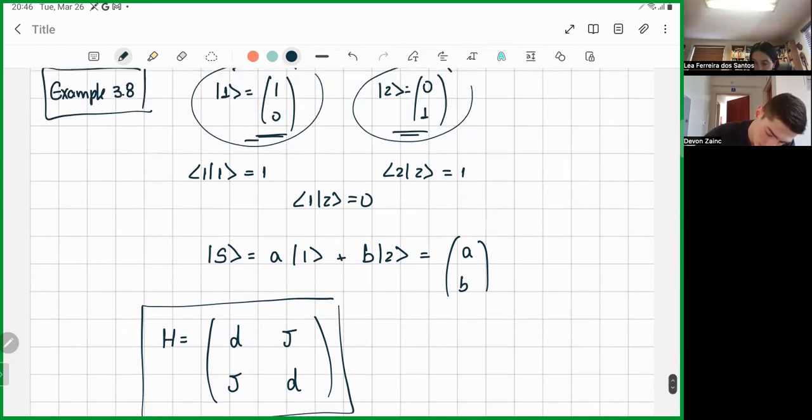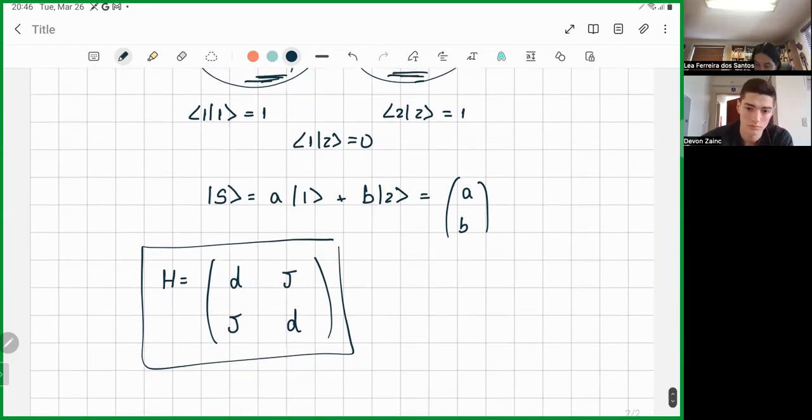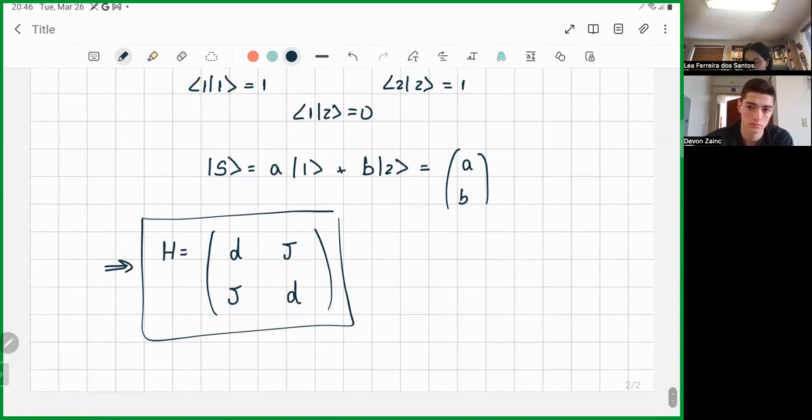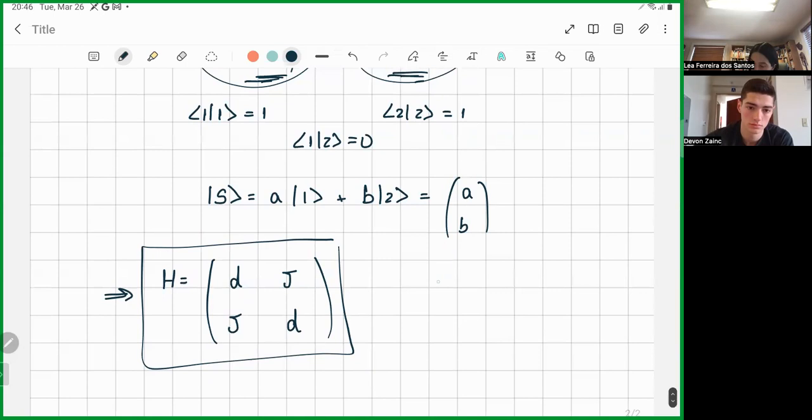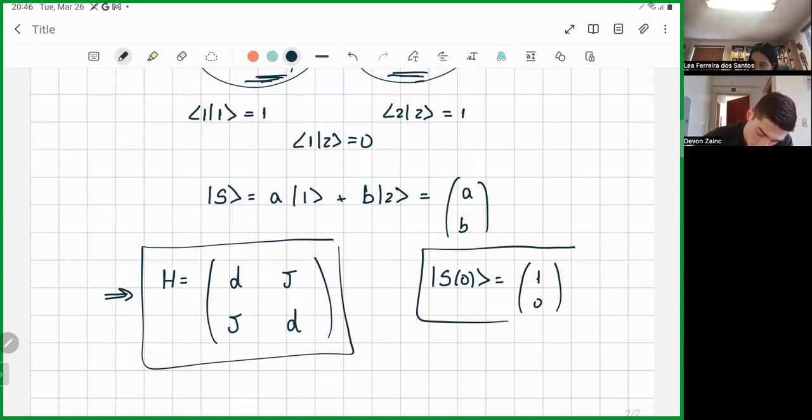And I started with this basis. So in this basis, I got those elements. Okay. And now comes the problem. The problem is the following. At time 0, we are in this particular state. So we start in this state. And now a question is, what is going to be this state later in time?